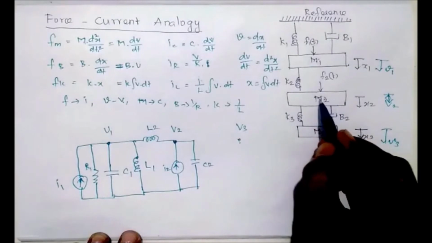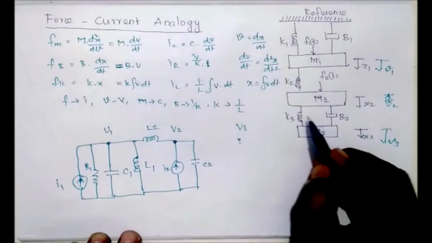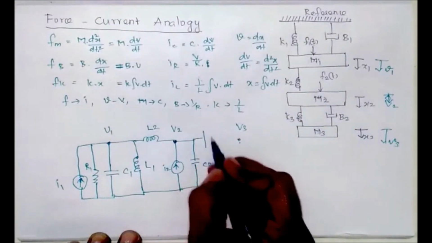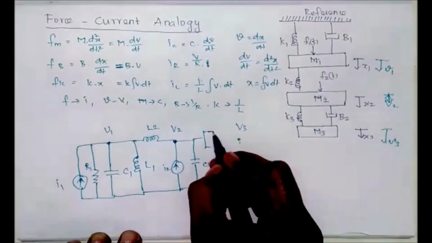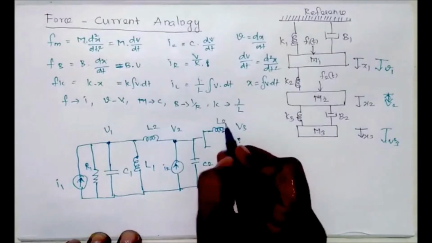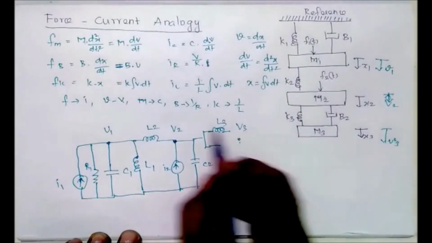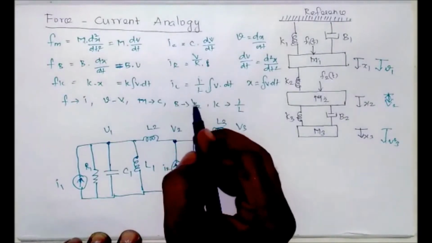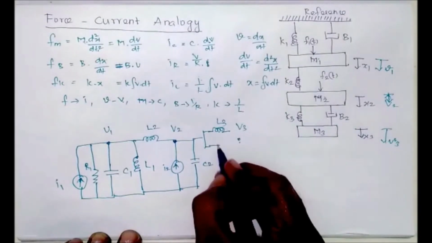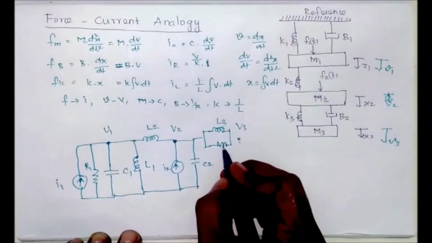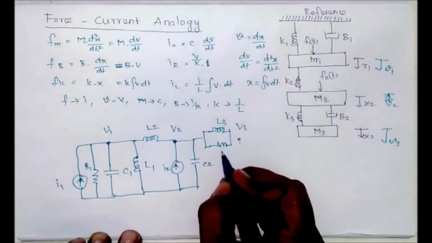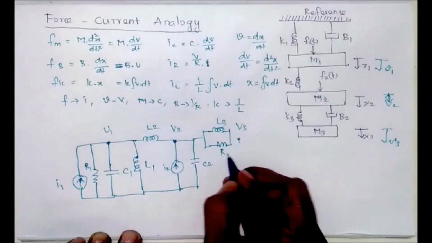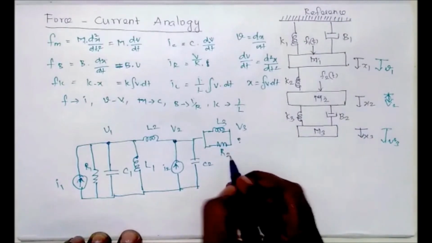Next, in between these two nodes, these two are parallel, therefore here we have to use like this. K3 is nothing but L, therefore here L3. Next, B2 is R, B is 1 by R, therefore B2 equal to, while drawing the electrical circuit, instead of 1 by R 1 by L, we have to use R and L only. Therefore here for B2, here R2.